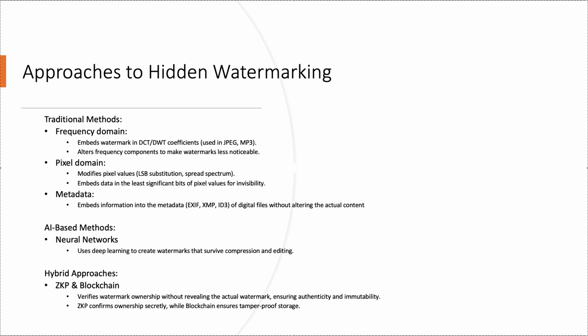Each of these approaches has its place. Traditional methods are well understood and computationally efficient. AI-based methods offer superior robustness and adaptability, and hybrid approaches provide the highest level of security for high-stakes applications. The choice depends on your specific needs, what content you're protecting, what threats you're defending against, and what resources you have available.